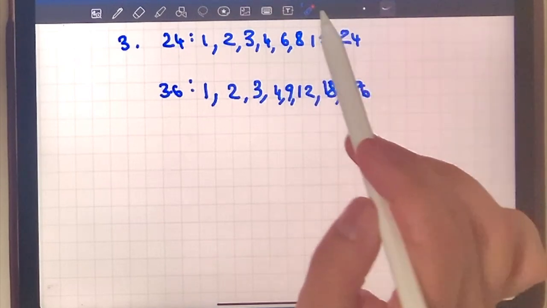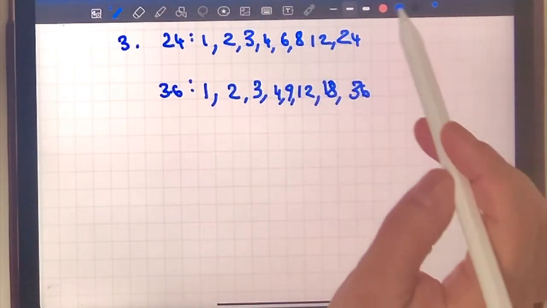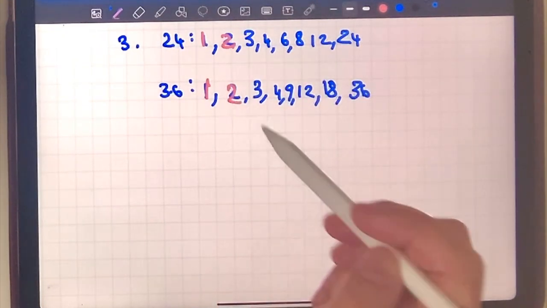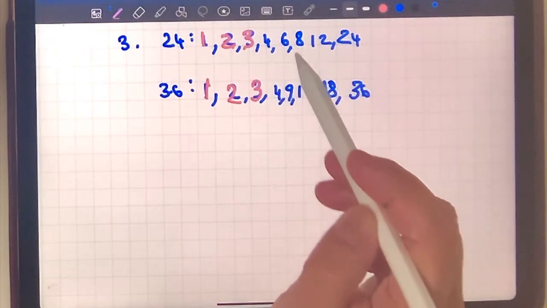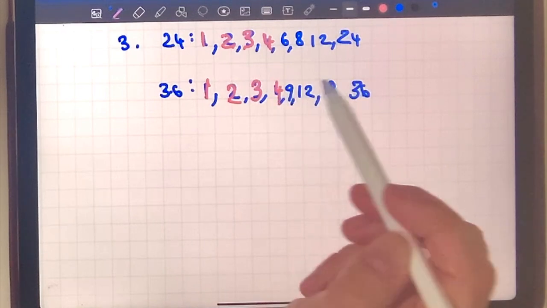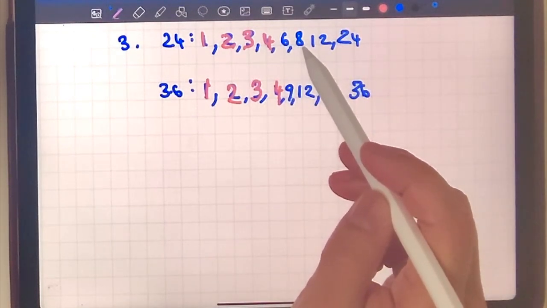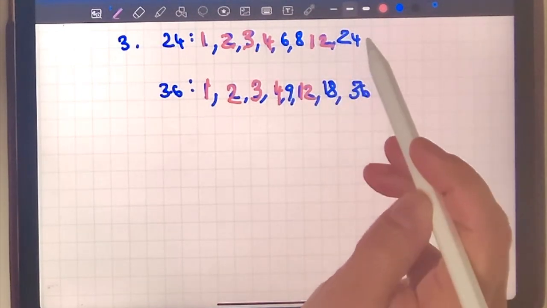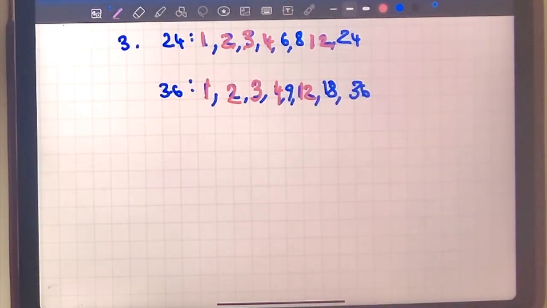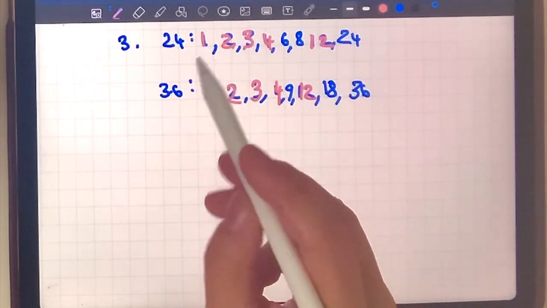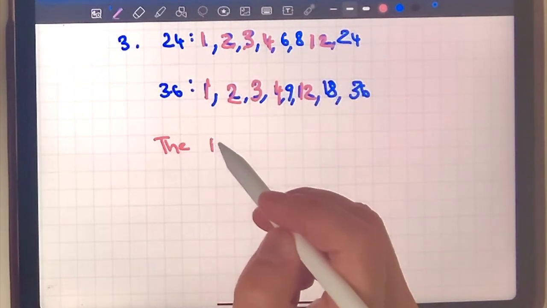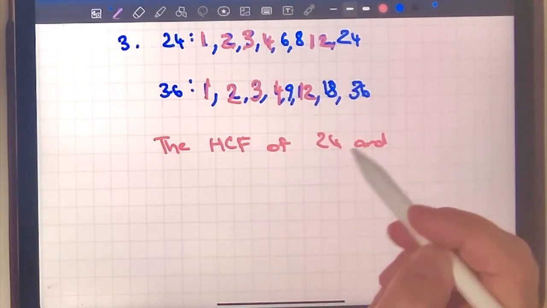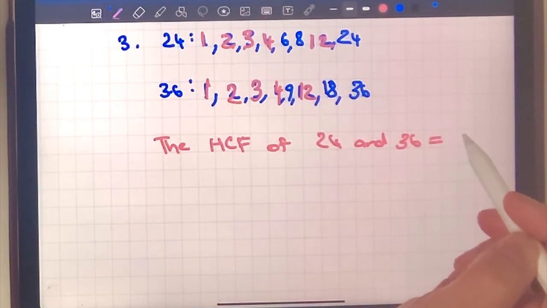Okay, so my common factors are 1 is common to both of them, 2 is common, 3 is common, 4 is common, 6 and 8 are not, 9 is not, 12 is common, 24, 18, 36, all the rest are not. So to answer my question, the HCF of 24 and 36 is 12.